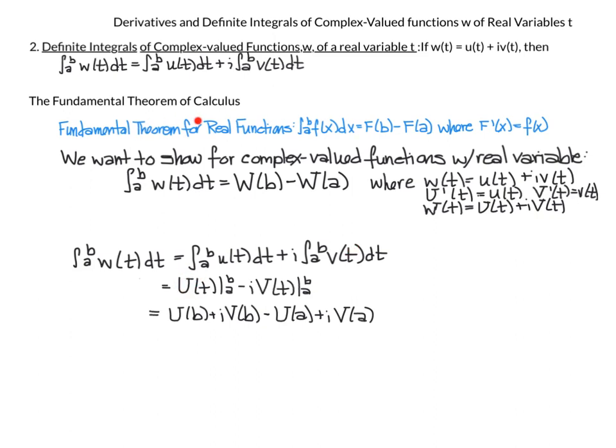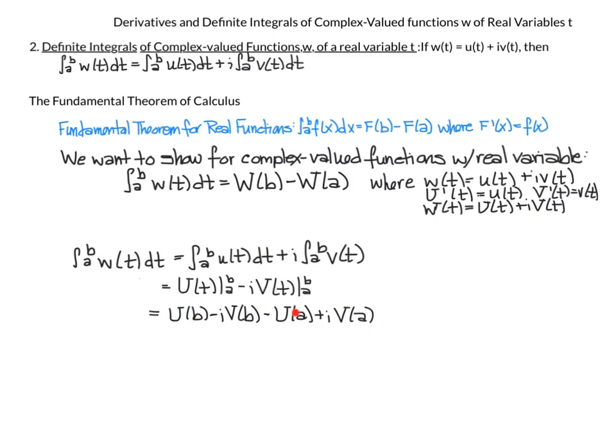We can use the fundamental theorem of calculus for real valued functions, and this would be the antiderivative of u(t) evaluated at b and a, and the antiderivative of v(t) evaluated at b and a, which is then equal to capital U of b minus capital U of a plus i times capital V of b minus i times capital V of a.